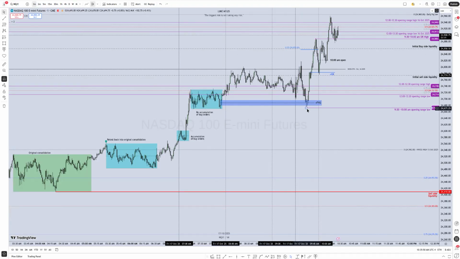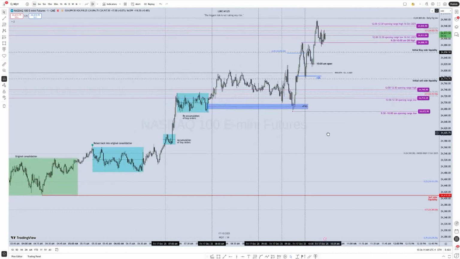Now from 9:30 to 10 a.m., I'm marking my opening range, having that as the lowest low and this as the highest high. And after 10, I'm not interested in that. The highest high before 10 opens up and the lowest low after 9:30.